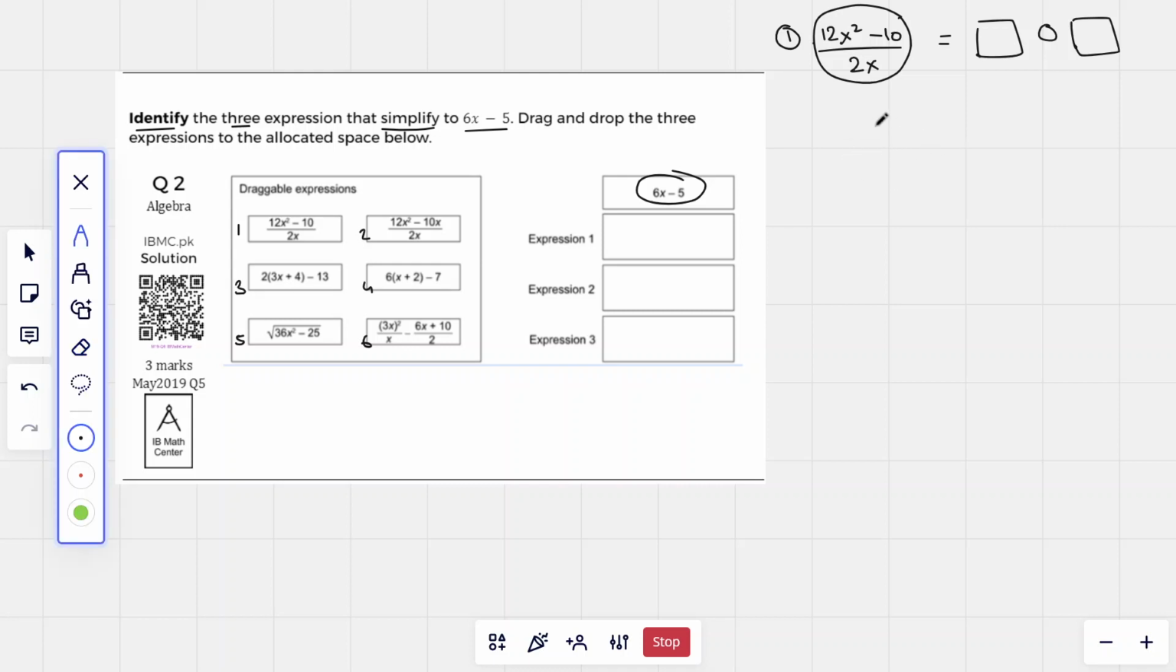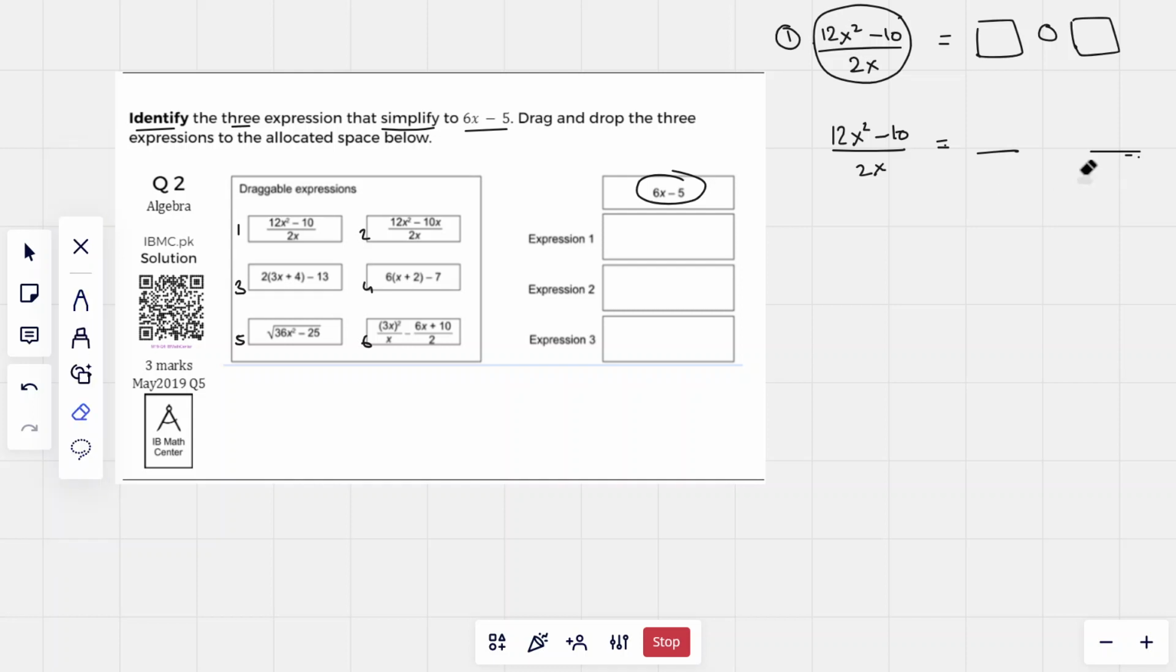So what we have here is one fraction, which is 12x squared minus 10 over 2x. I can break it down into 2 fractions, each having a denominator of 2x. My bad, this pen is causing me some trouble. So 2x and 2x. What would be the numerator on the first one? 12x squared. What will be the numerator in the second one? 10. And what would be the sign in between? Minus. Now let's begin simplifying this.